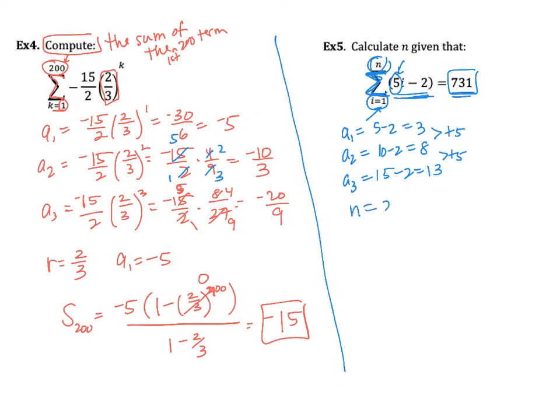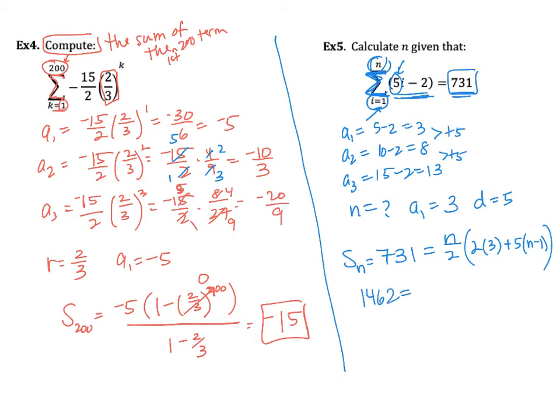We don't know n. We know our a sub 1 is 3. We know our common difference is 5. We know that the sum of the n terms is 731. So 731 equals n divided by 2, and I'm going to take twice my first term, 2 times 3, plus my common difference times n minus 1. So I'm going to solve all of that. Hopefully you can do this on your own. If not, you can pause, try it on your own, or you can follow along with me.